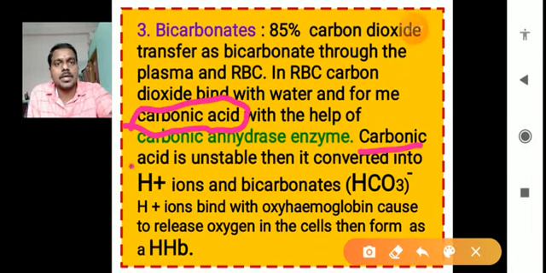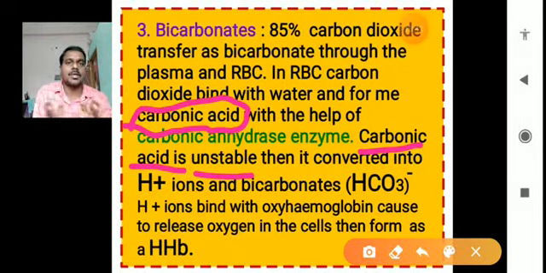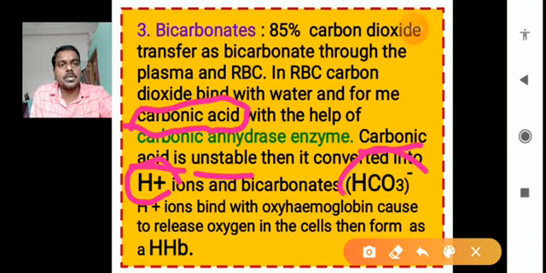The carbonic acid is unstable in the RBC. Actually, carbon dioxide enters the RBC and is converted into carbonic acid, H2CO3, with the help of the carbonic anhydrase enzyme. It is not stable in the RBC, so it is again converted into H plus ions and HCO3 minus ions. This also depends on the carbonic anhydrase enzyme.